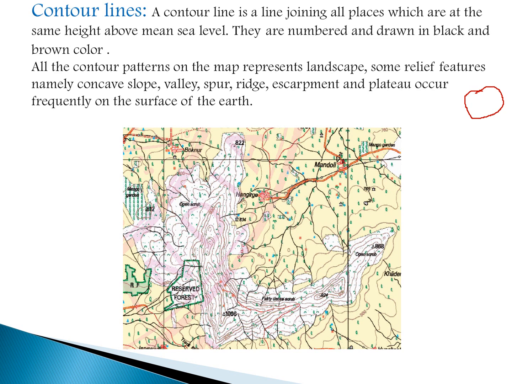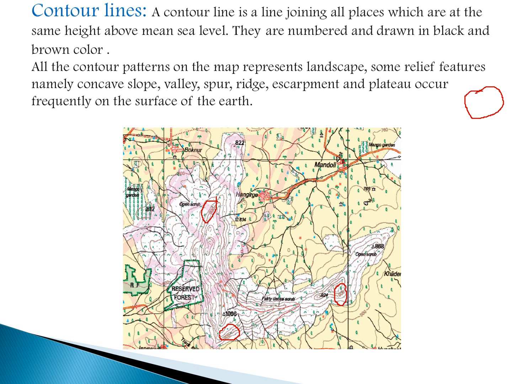So here again from the same topo sheet I have taken one picture, wherein you can see the representation of the contour lines. You can see these are the brown color lines, and here you can see they are numbered. This number represents the height of that particular line, which throughout its length is the same. So suppose here it is 800, then throughout the length of this line the height is 800. So that is nothing but the contour. The spacing of the contours also gives you information.